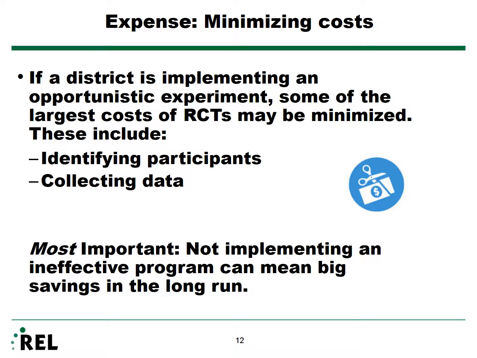Identifying participants and collecting data can be large expenses in an evaluation, but opportunistic experiments take advantage of some features that can reduce these costs. Districts may be testing something they are already planning to implement. If this is true, they will already have to figure out which participants will get the program, so identifying participants does not represent an added expense.